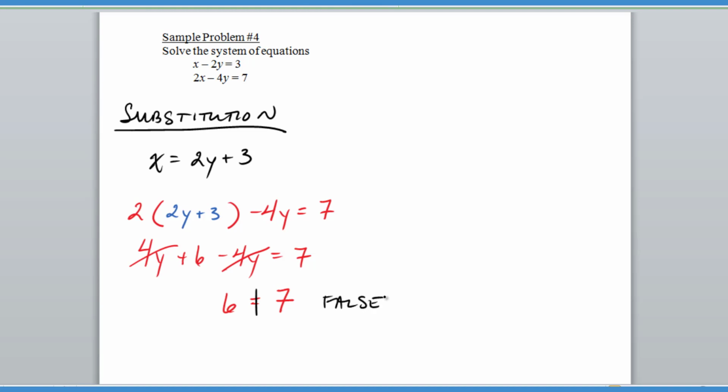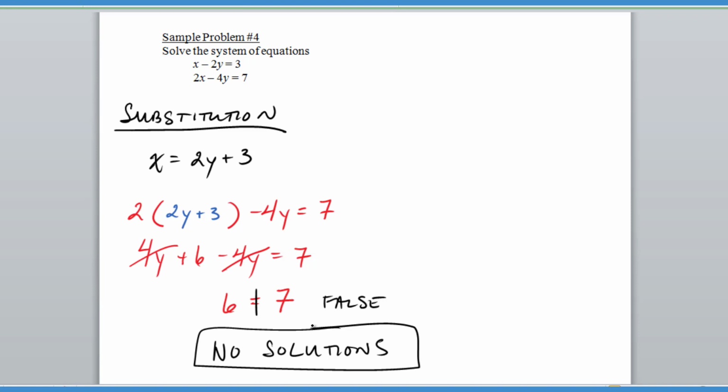And since this is a false statement, what we're really figuring out with this problem is that there are no solutions being shared. These two lines are basically parallel, and so the answer to this would be no solutions. So that would be an example of a set of parallel lines in an algebraic form.